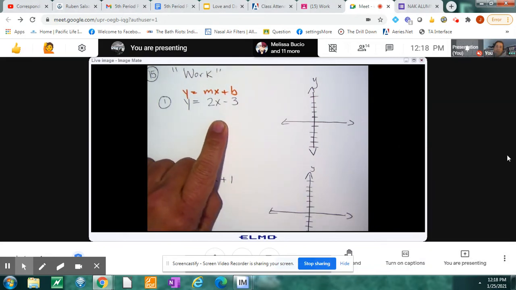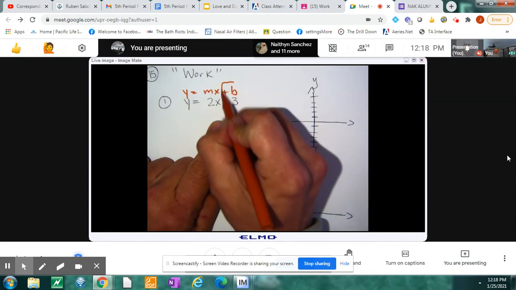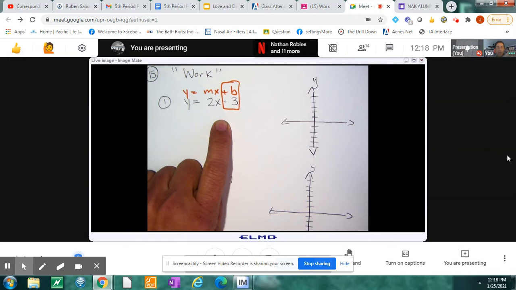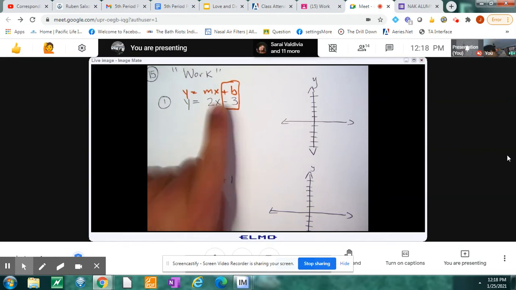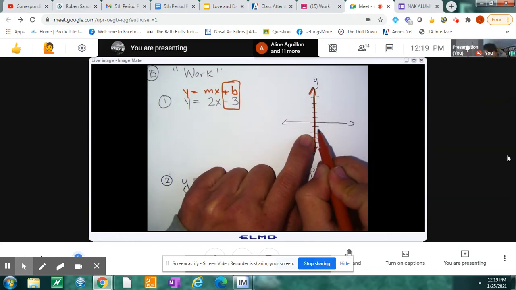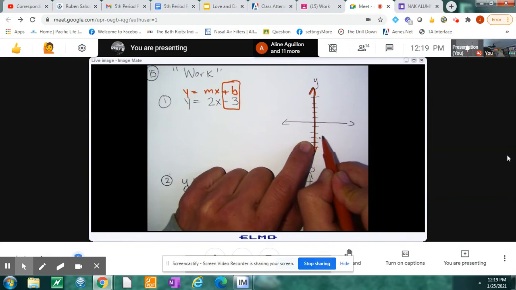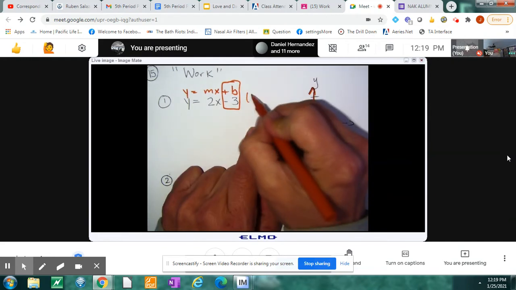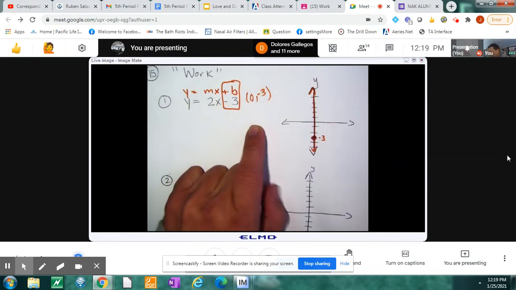Okay, so now how do you graph it? You've got to start somewhere. You always start with your b. That's your starting point, which is -3. So where's -3 on your y-axis? We could go -1, -2, right here, -3. So you're going to put a dot. Very simple. So you should have put (0, -3) right there.